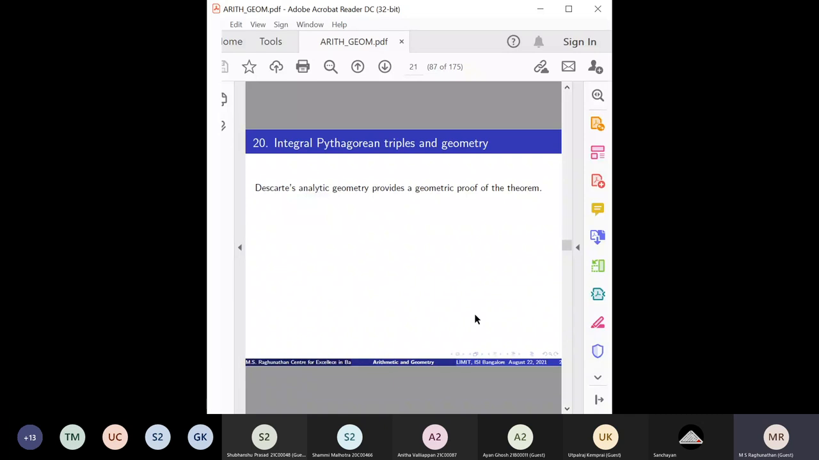Now, I will show you another way of doing this using geometry. The interest in this is that it helps you solve a host of other problems of a similar kind, which you will find difficult to solve by the method I just described. So this gives you a method of solving lots of other problems of a similar kind.